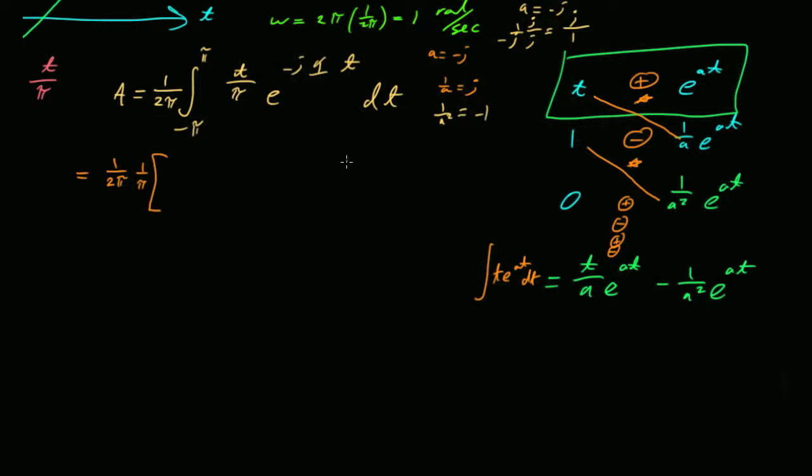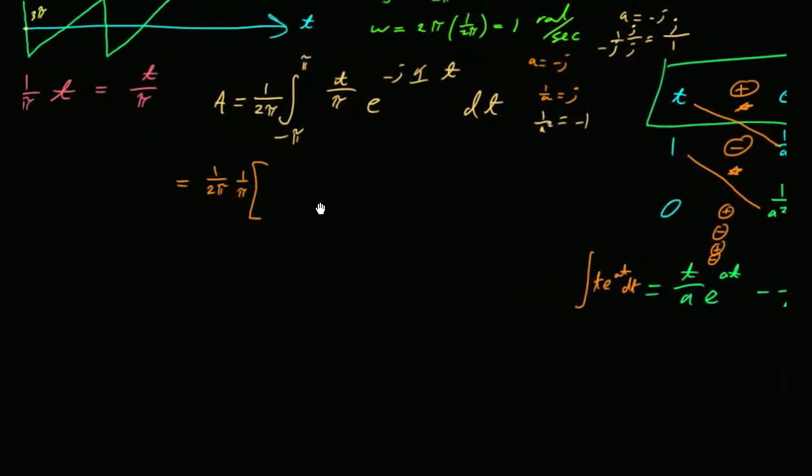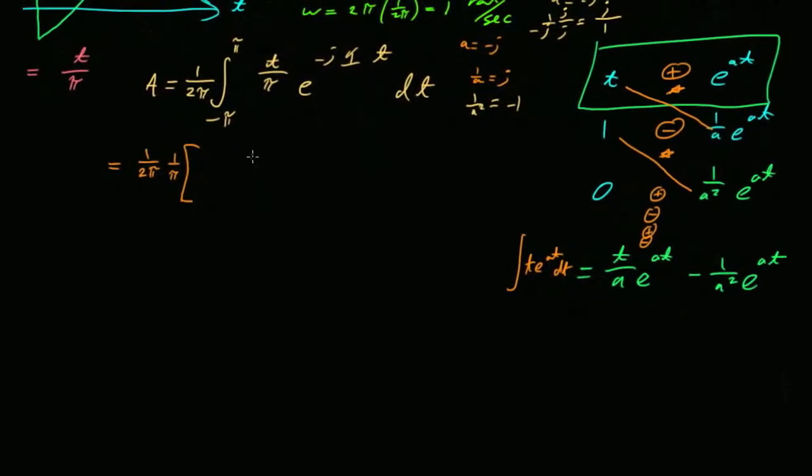Okay, so let's see if we can do this. So we've got t e to the minus jt minus 1 over a squared. So it's minus negative 1, so plus e to the minus jt, and we're done. Well, that's pretty easy, right? I'm just applying integration by parts.